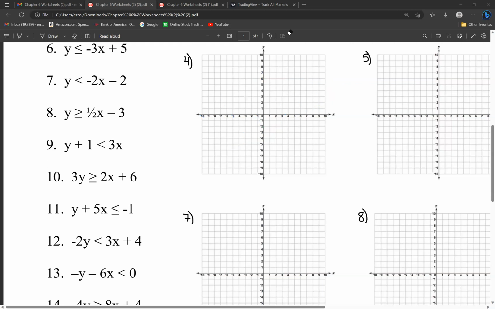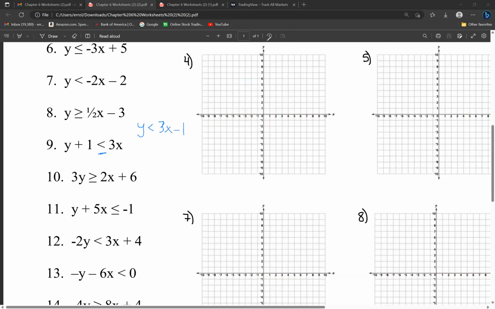All right, 9. Tell me about 9. How are we going to do 9? It's not in the right form, but we can put it in the right form. How do we do that? Do y equals. It'll be less than, right? Instead of equals, it'll be less than. So y less than what? 3x minus 1. Good.